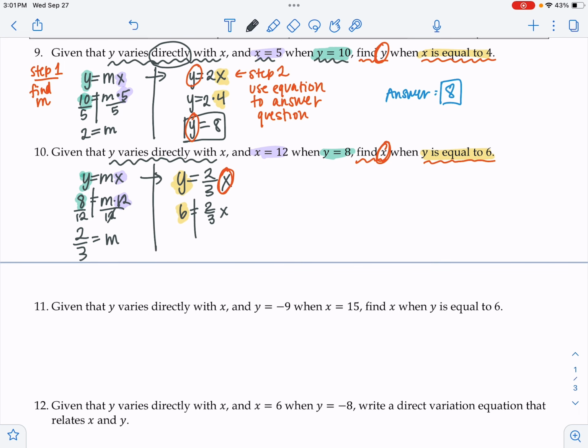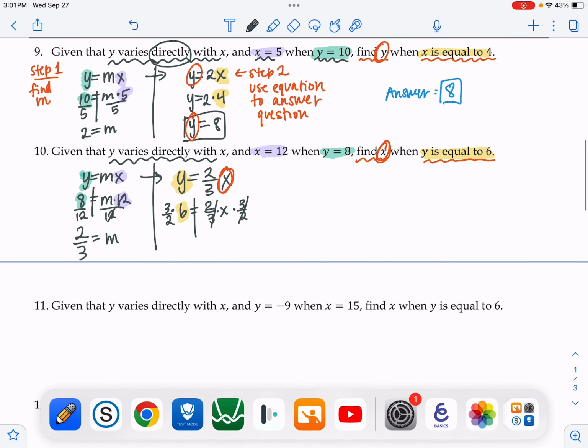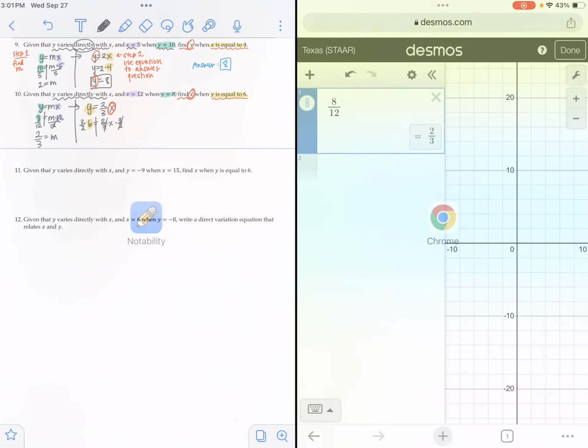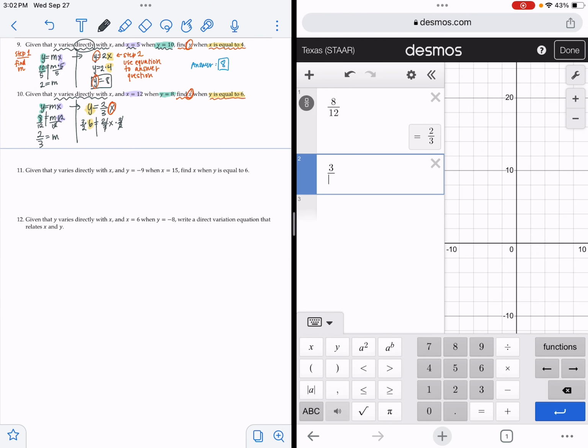And so to solve for x, this is being multiplied by 2/3. So to get rid of a fraction, you can multiply again, but you would multiply by the reciprocal. So the 3/2 would cancel the 2/3. You just have to multiply both sides by 3/2. Okay, and so you can do that in Desmos as well. 3/2 times 6 is 9. And so 9 is the value of x. That's our answer.